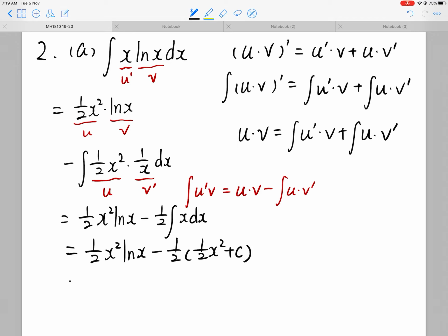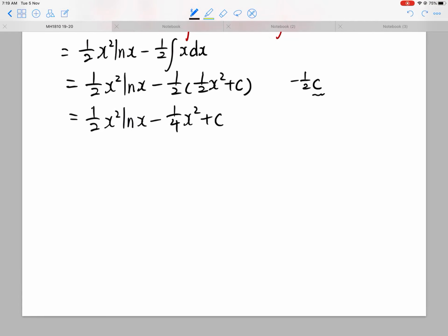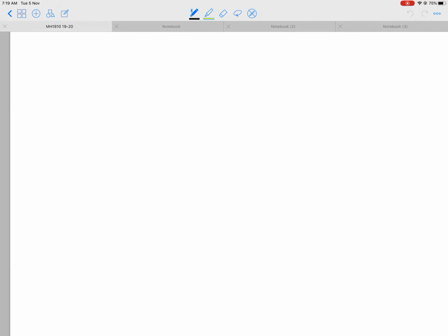Right. So your answer would be this. Okay, it looks like it should be minus half c, but again, c is any constant, so minus half c is also any constant, right? So just don't bother putting a minus half in front. It's just plus c. Okay, so this is a trick, the integration by parts.